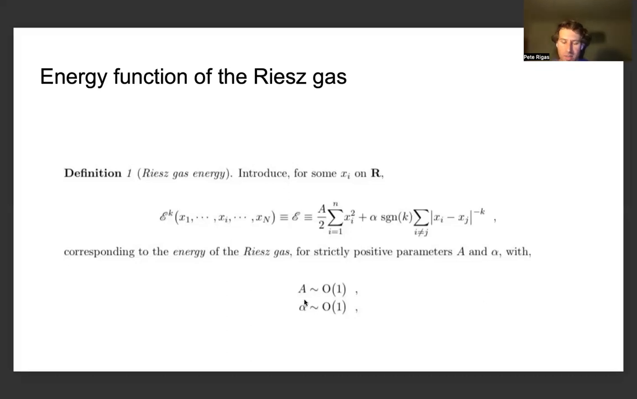And many times when one introduces Hamiltonians and different energy functions in statistical mechanics, it's important to keep in mind the order and relative magnitude of any of the prefactors which come in front of any terms of the Hamiltonian, and also the summation over different positions, as we've given here for x_i squared and x_i minus x_j to the minus k. And in this case, both A, which appears in front of the first term, and alpha, which appears in front of the second term of the energy function for the Riesz gas, are assumed to be of order big O(1).